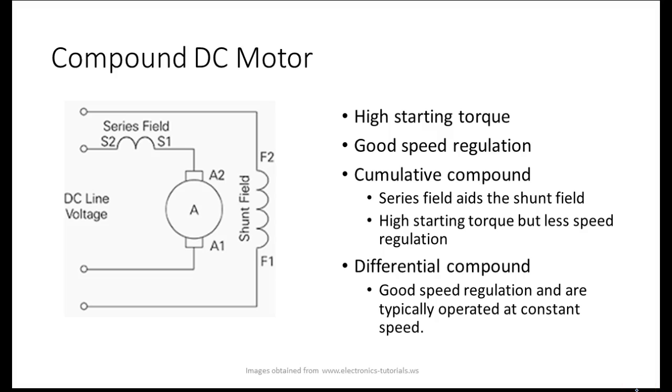Compound motors. What's the advantage of compound motors? Yeah, high starting torque, good speed regulation. We have different ones. We have what we call a cumulative compound. One of them they wire in the same direction as the shunt. The other ones they reverse it. In cumulative, the series field aids the shunt. So these have high starting torque, but less speed regulation. And differential has a lower starting torque, but really good speed regulation. So these are what most motors are out here still. If you have DC motors, they use a compound motor.